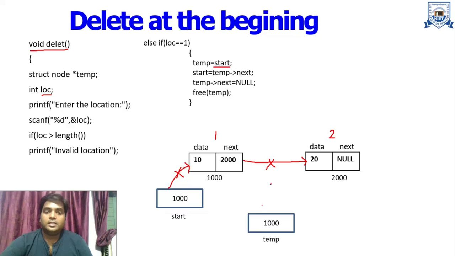Now just see, when temp is 1000, then temp is basically pointing to this particular node. Now what is temp to next? Temp to next is 2000. Now we replace the value of start by temp to next. So the temp to next value will be placed over start. Temp to next is 2000, so now the value of start will be 2000. When the value of start is 2000, then start will automatically point to this particular location, and this connection will get terminated.